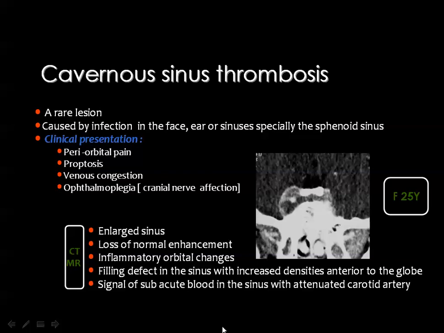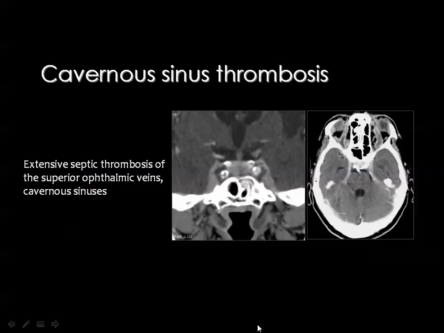In these conditions, you see that the sinus is enlarged, but being thrombosed, it will lose its normal enhancement. It will appear hypodense, and only the internal carotid artery will show enhancement, as you can see here. And you may detect inflammatory changes and congestion in the orbit.